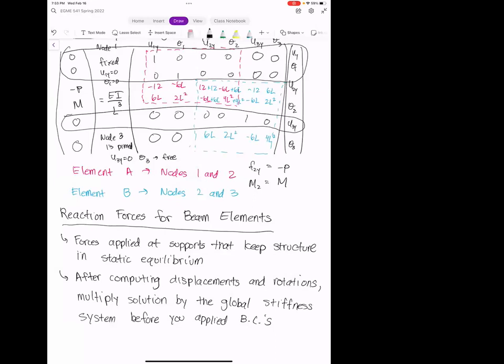Okay, any other questions before we do another example? I think this is the last example for today, and then we'll wrap it up for today. Okay, let me check Zoom.